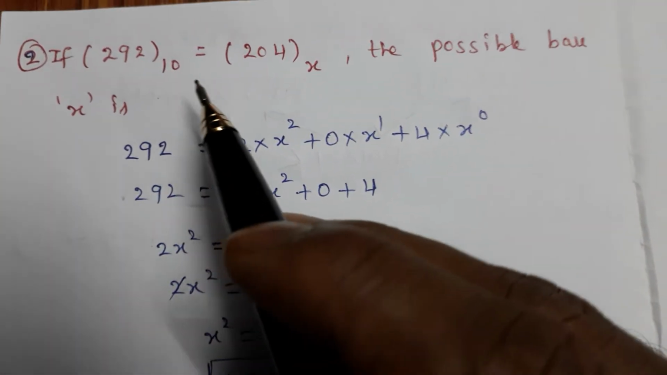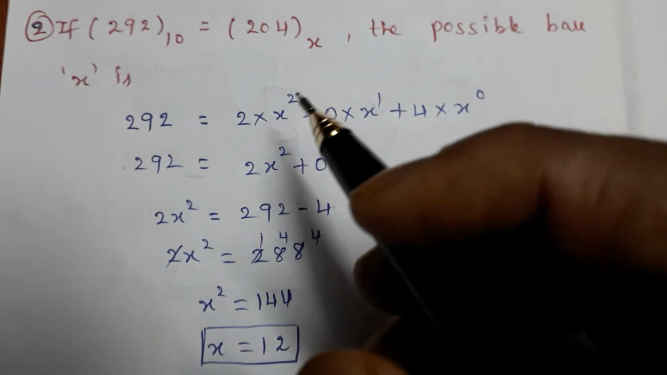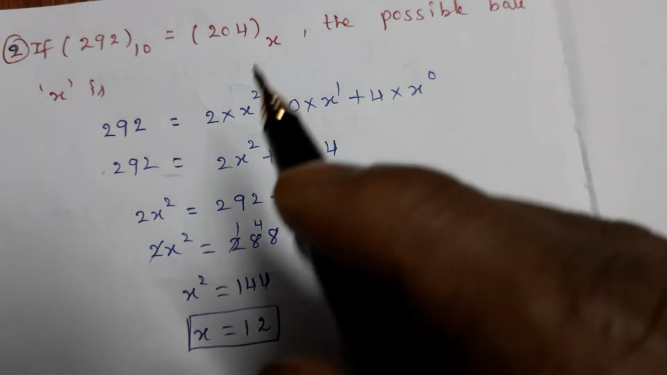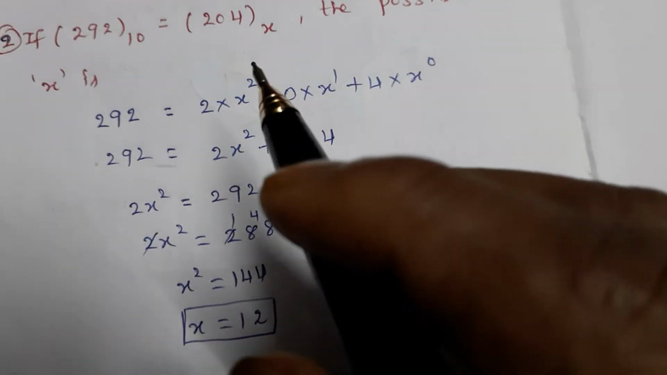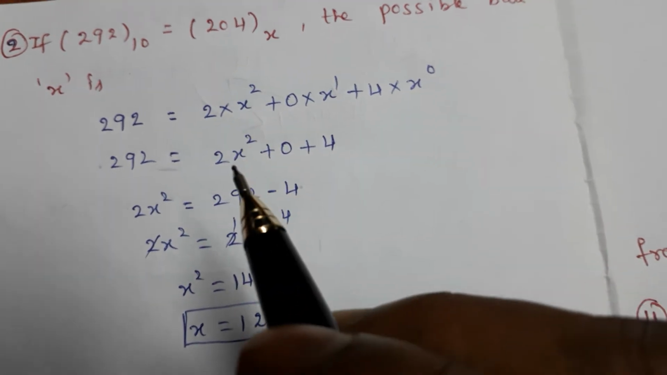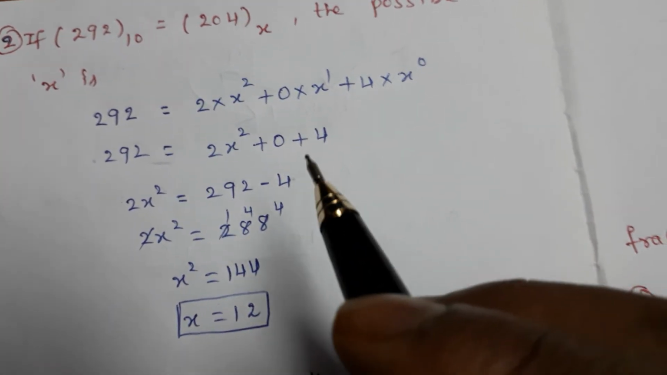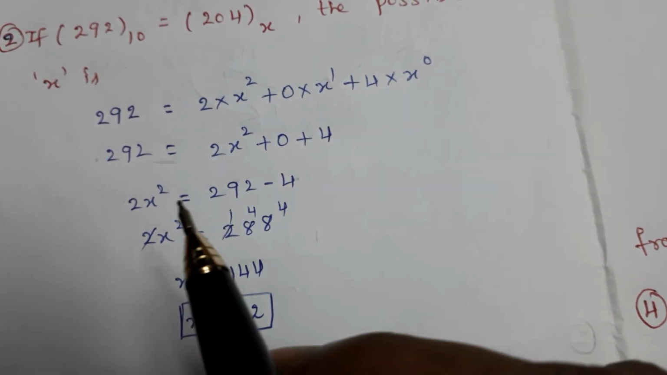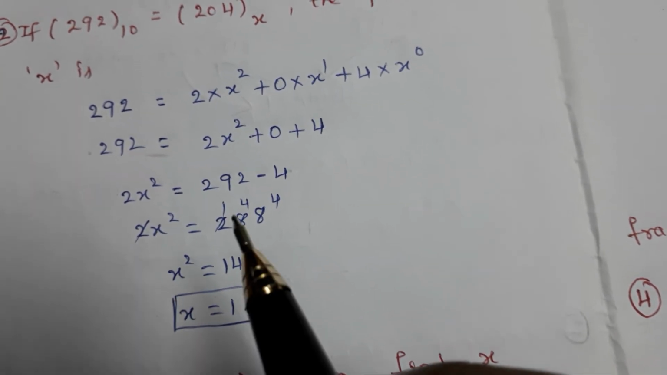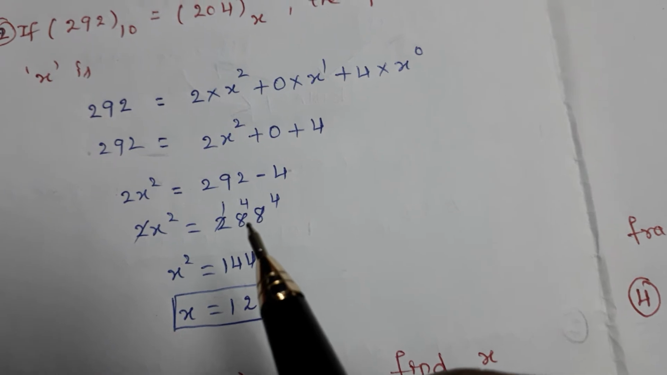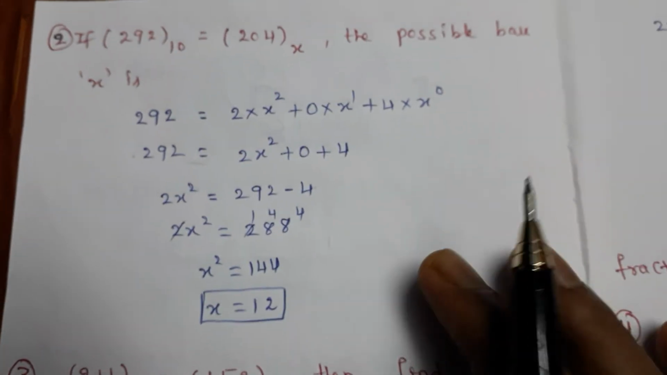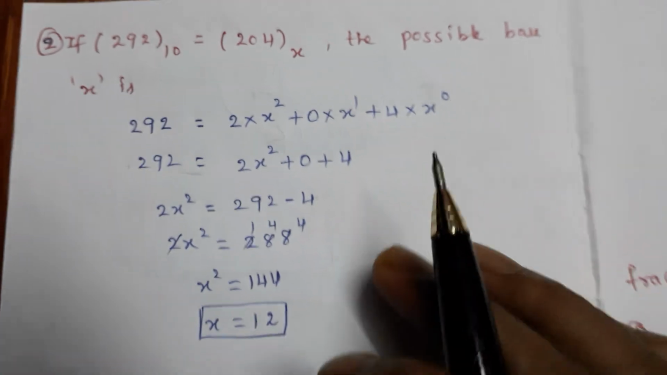If 292 base 10 is equal to 204 base x, the possible base x is found in the same manner. 292 is equal to 4 into x power 0 plus 0 into x power 1 plus 2 into x square, that is 2x square plus 0 plus 4. Then if you send this 4 to that side, 2x square is equal to 292 minus 4, 2x square is equal to 288, then x square is equal to 144, then x is equal to 12. In this manner you can find the unknown radix.